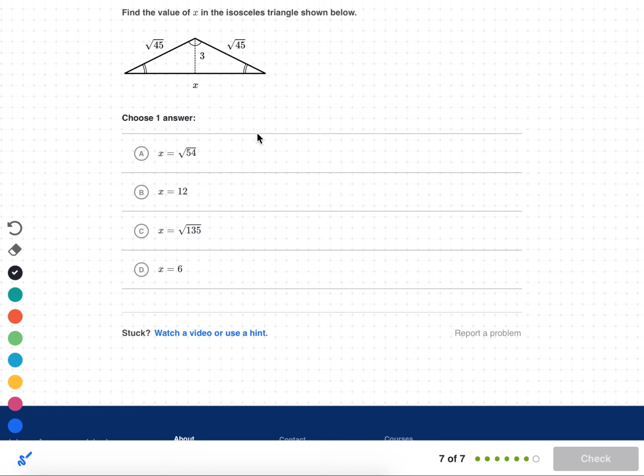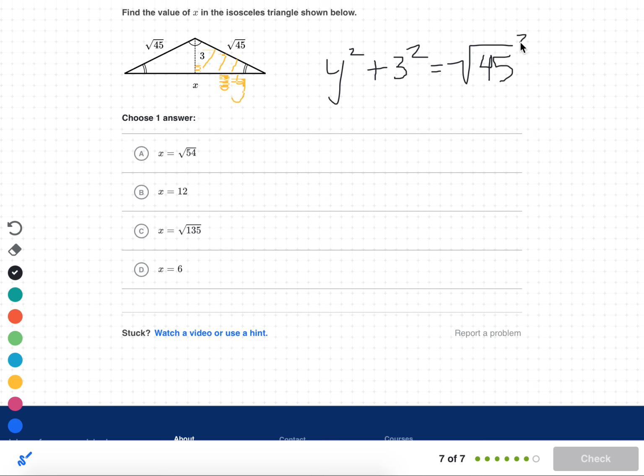All right, final question. Going for a 7 out of 7. Find the value of x in the isosceles triangle below. Well, once again, we're going to look at half of the isosceles triangle because that is a right triangle. And when we do that, this leg is half of the base. So we'll call that y. y squared plus 3 squared equals the square root of 45 squared.